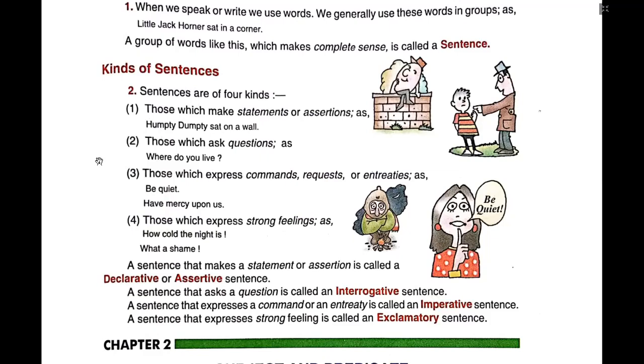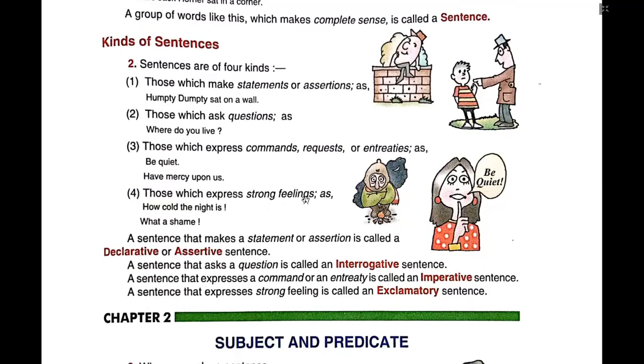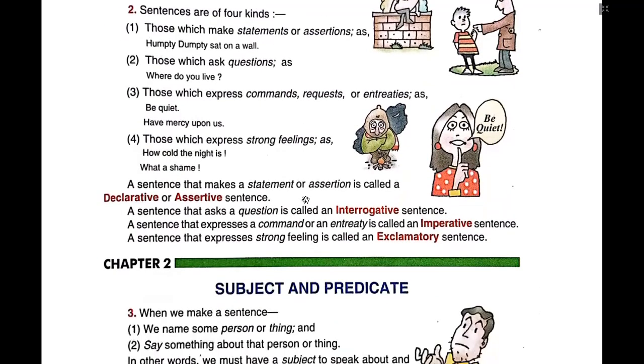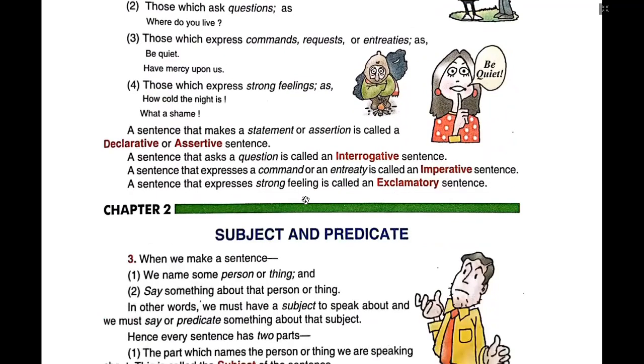The sentence that expresses strong feeling is called an exclamatory sentence, to express some feeling. For example, the examples given above: how cold the night is, and what a shame. So some sort of expression is given, some sort of feeling has been expressed in these sentences.